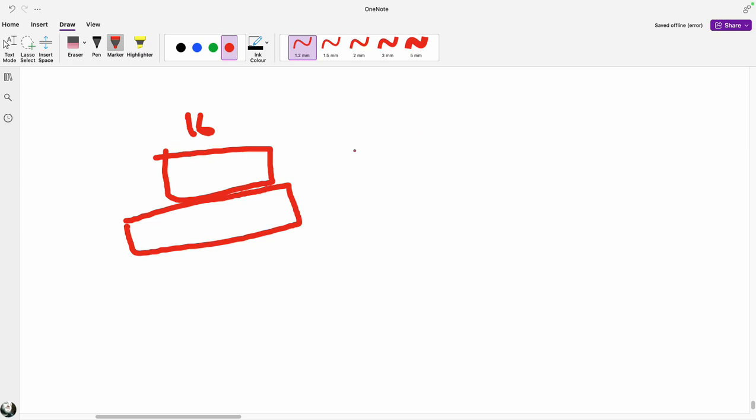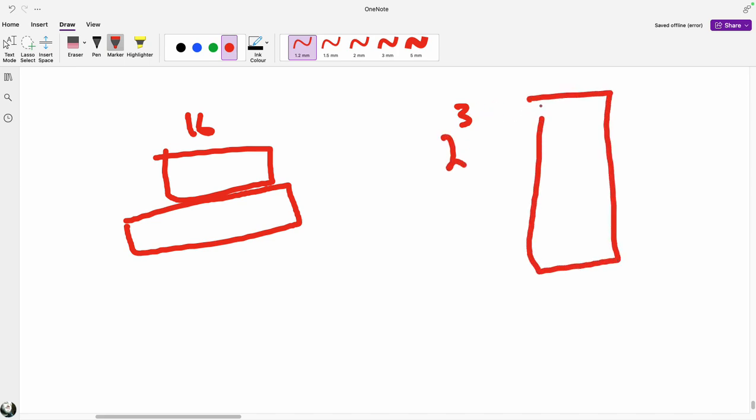Let me simplify it. I need 3 bits to address, that is 2 raised power 3, that is 8 locations. I am having 8 locations, but my register size is only 2. So if the address is 111, but here I have only 2 bits, can I store 3 bits here?